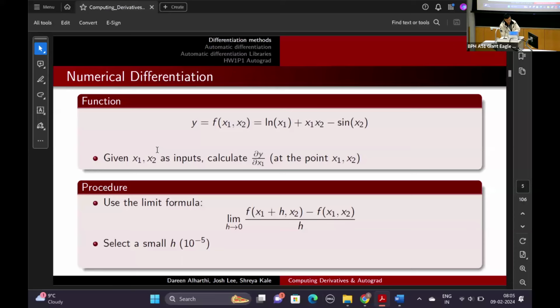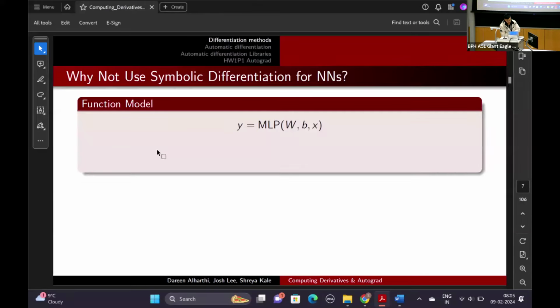So we have talked about two differentiation approaches, and it's my job today to tell you that they are both not good. So why do we not use the first differentiation technique? Why don't we use symbolic differentiation?